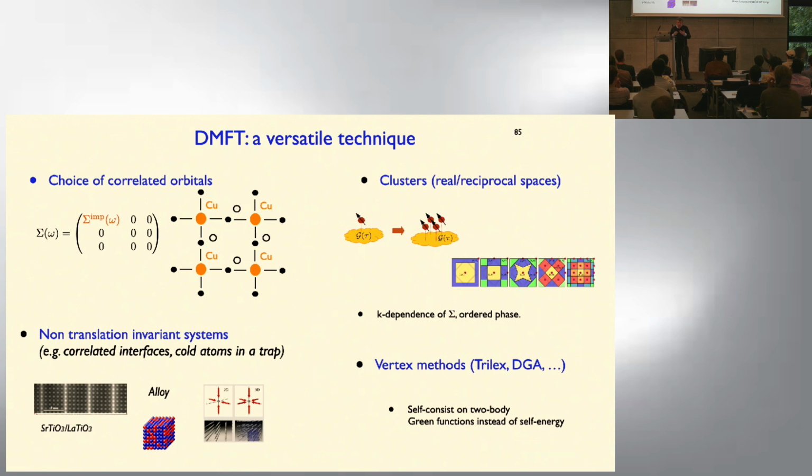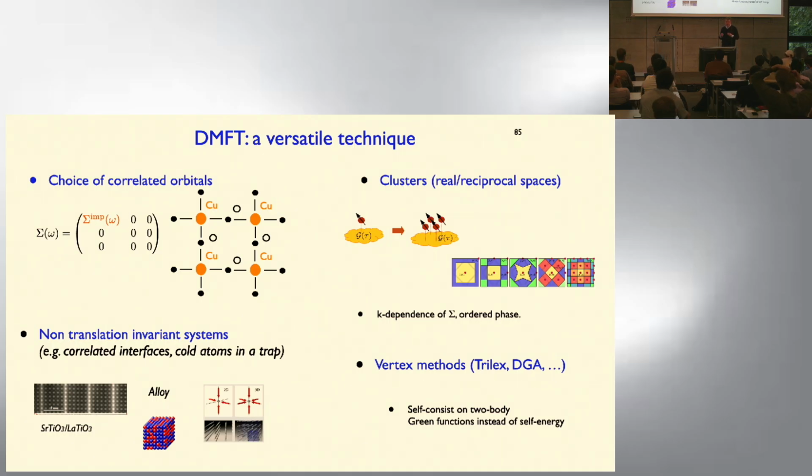You may want to remove some of the limitations we discussed about clusters by taking, instead of one site, a couple of sites to have short-range antiferromagnetic correlations, for example. Or you may want to parameterize the k dependence of the self-energy, not being constant as a function of k, but in patches in the Brillouin zone progressively. That's this kind of picture here. That's another technique that parameterizes the k dependence of the self-energy, so it helps going beyond the limitations which we have seen. You can do vertex methods. You can self-consist on other things than the self-energy, like two-body Green's functions. That's a more advanced topic.